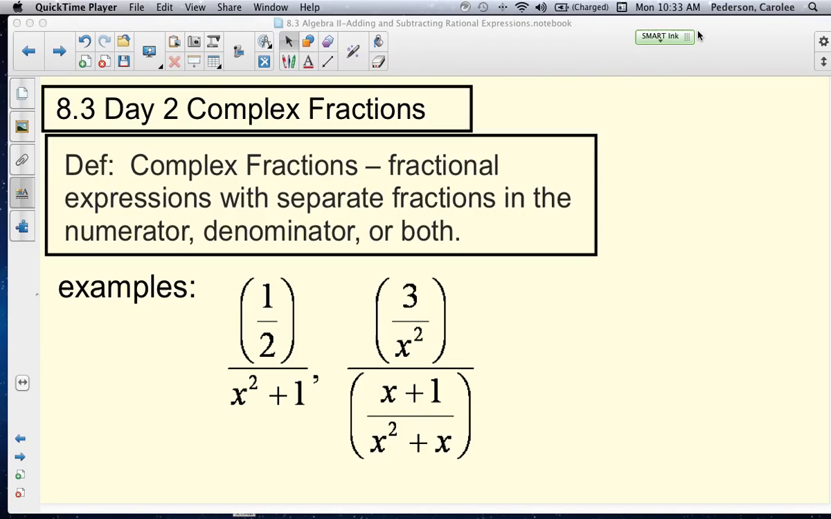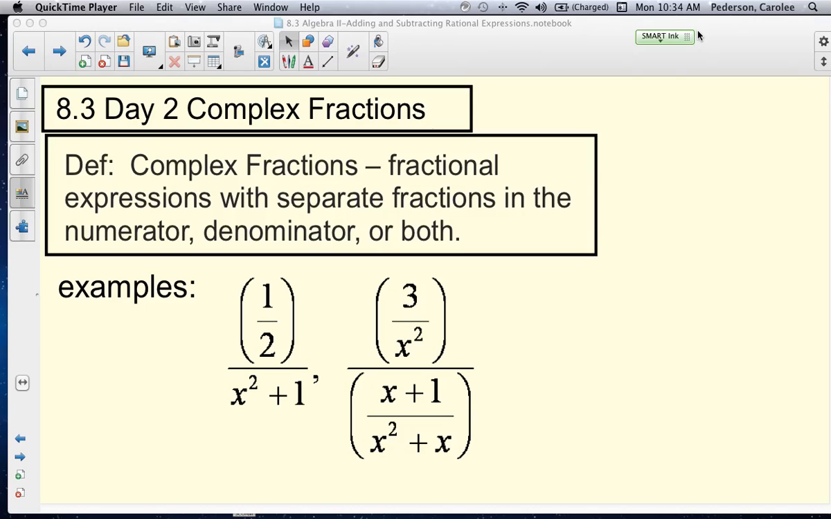This is 8.3, day 2, focusing on complex fractions. You don't need to write anything down on the slide besides the topic. The definition of a complex fraction is fractional exponents with separate fractions in both the numerator, the denominator, or both. So here are a couple examples for you just to look at.